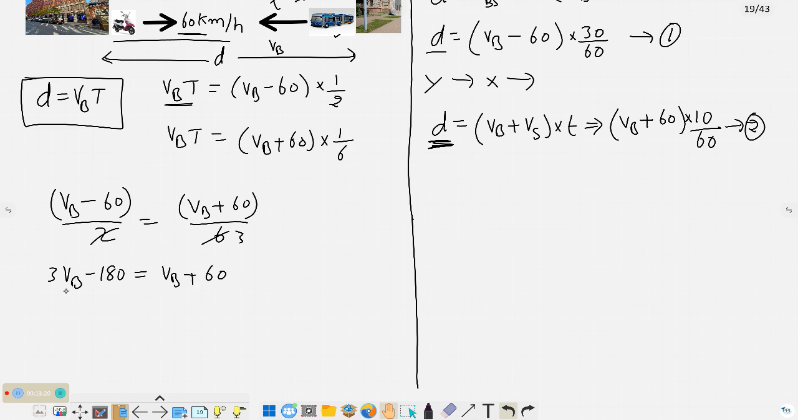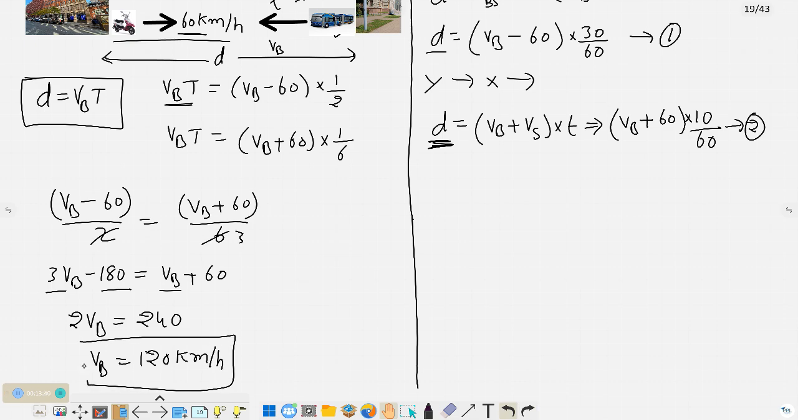To solve this, 3 VB becomes 2 VB is equal to 240, since the minus 180 moves across as plus 180. So VB, the velocity of the bus, is equal to how much? 120 kilometers per hour. So the speed of the bus is found.